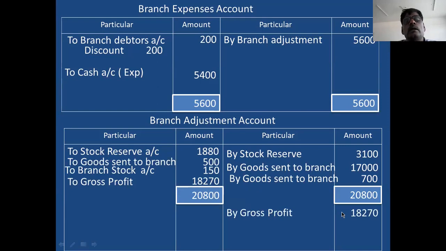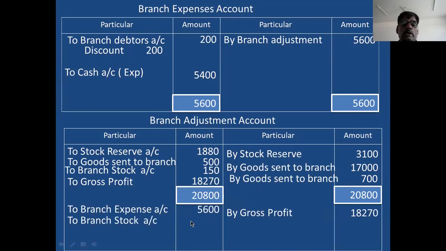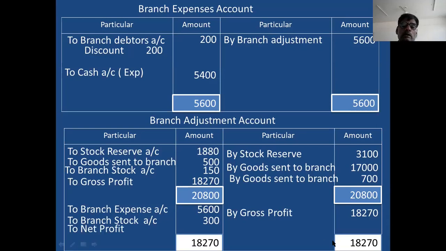You take gross profit. Then debit side expense account 5600, branch stock account deficit cost 300. 300 plus 150, this must be equal to deficit 450. So close the account. Net profit is 12,370. This is the Nawalgund branch.